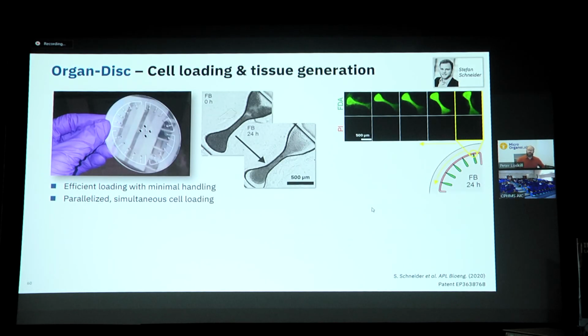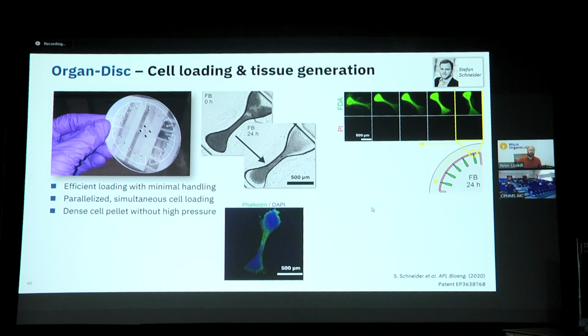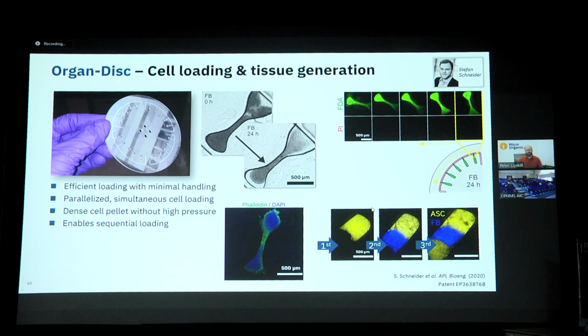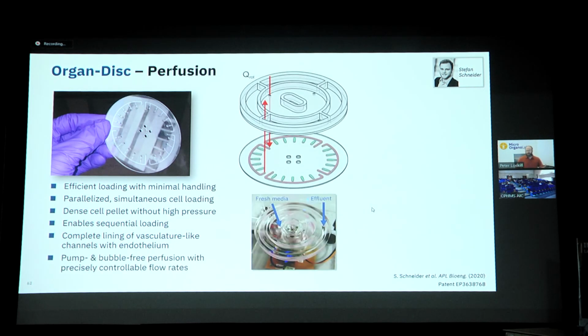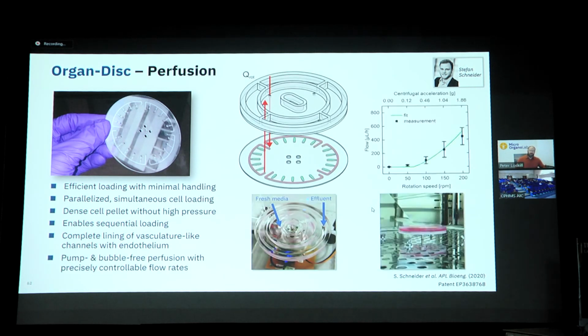We have actually a number of tissues around the disc, and we can load them at the same time without using any high pressure, and we can actually do sequential loading. And the channels can be lined with endothelial cells and then perfused with media. And we can do that perfusing, as I mentioned, using reservoirs in the center and the outside. We use G forces well below 1G to get physiological flow rates.